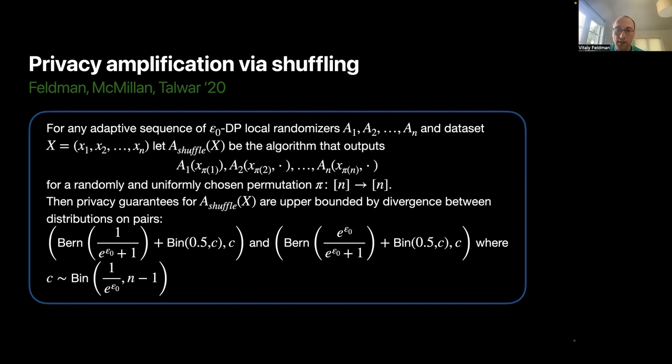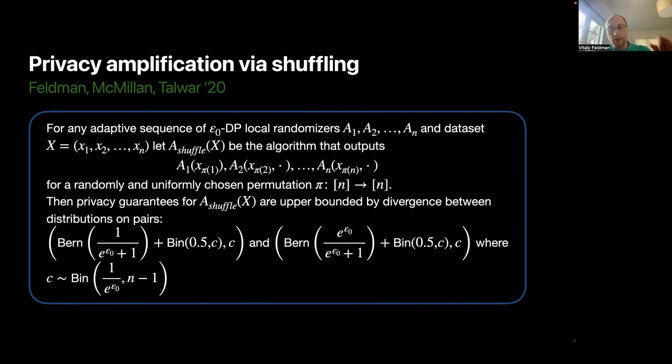And the first element in the pair is either the Bernoulli with bias 1 over e to the epsilon plus 1, just as in the binary randomized response. And the second element is also binomial. Actually, that part is exactly the same as what we saw in the binary randomized response. It is just the sum of the Bernoulli and the binomial distribution with unbiased coin flip and the total number of flips being C.